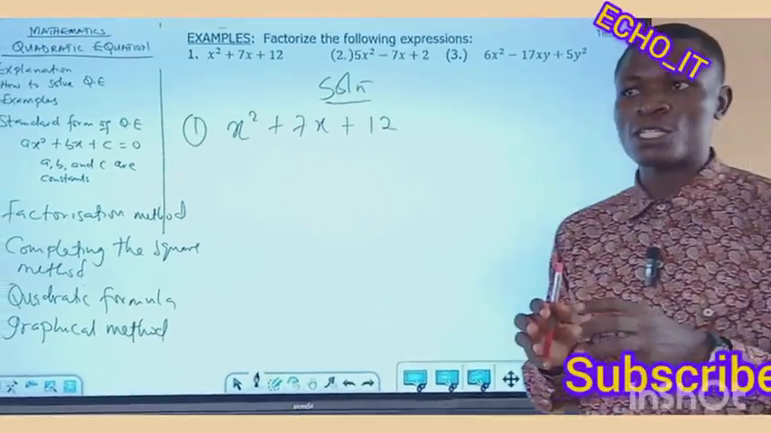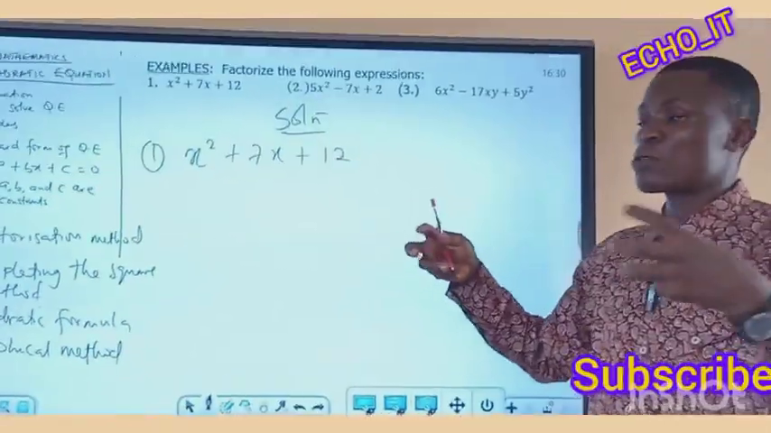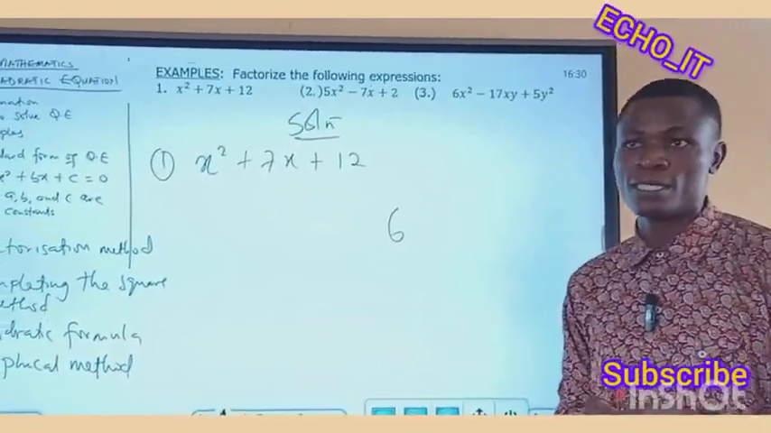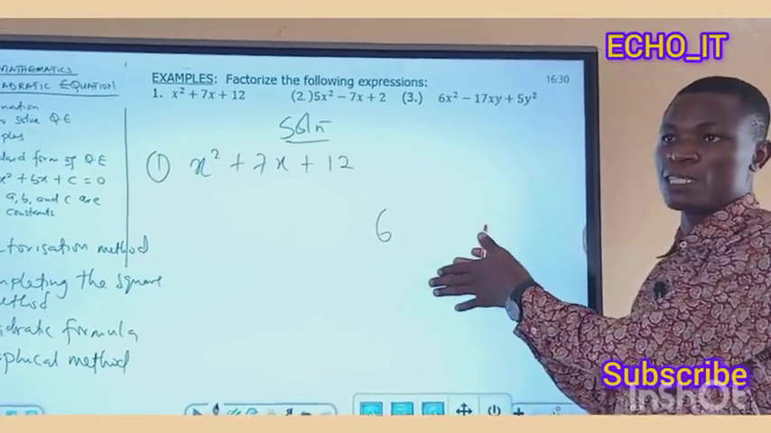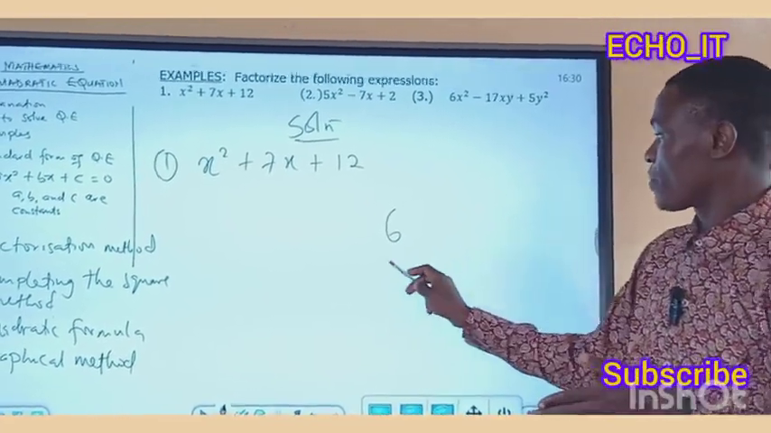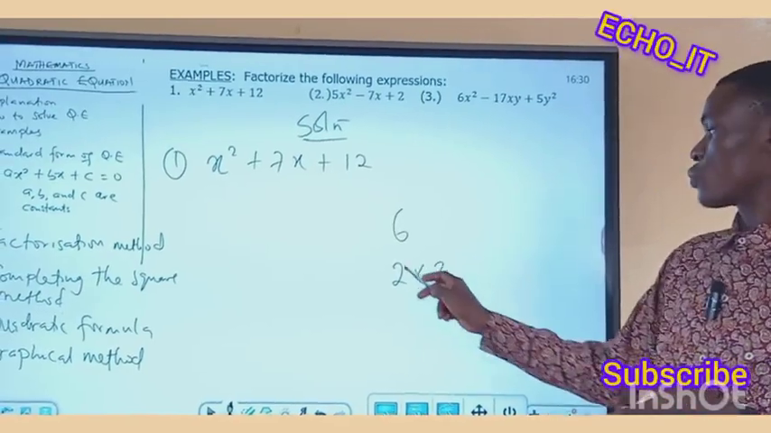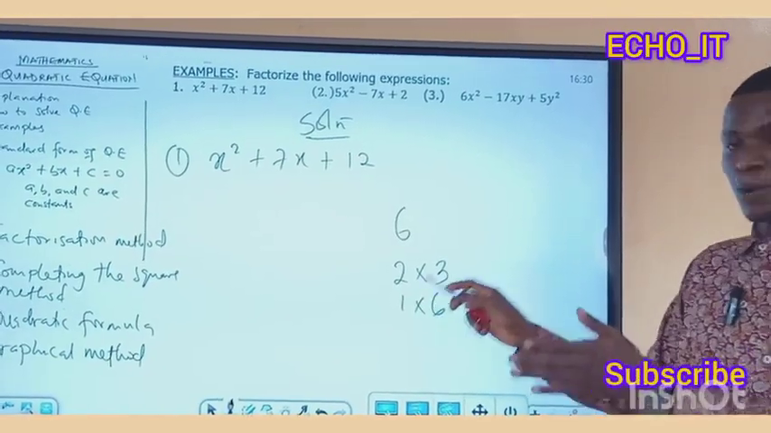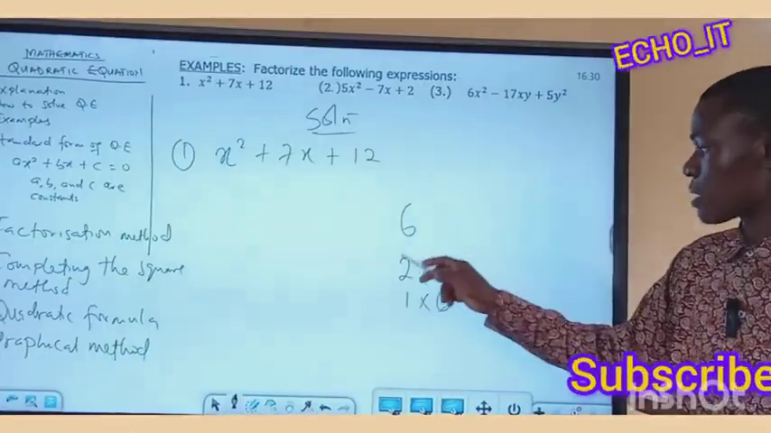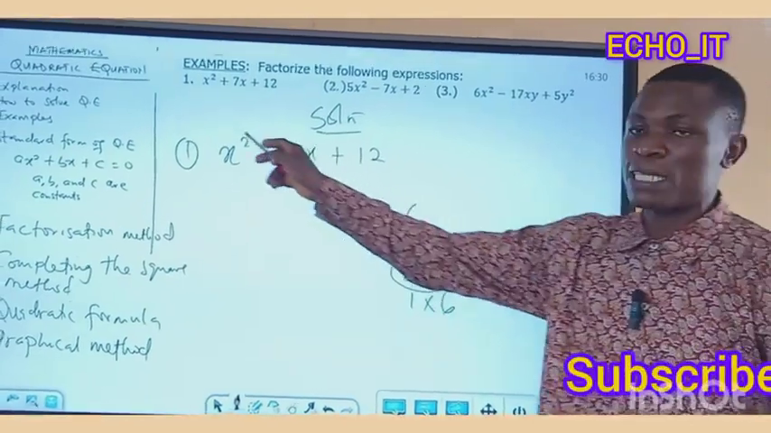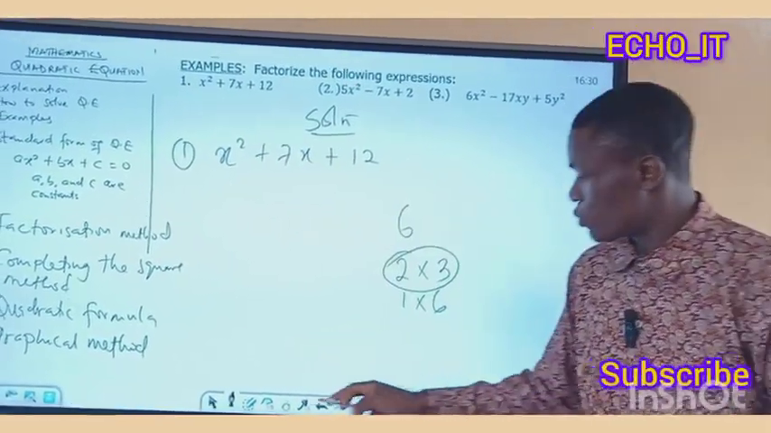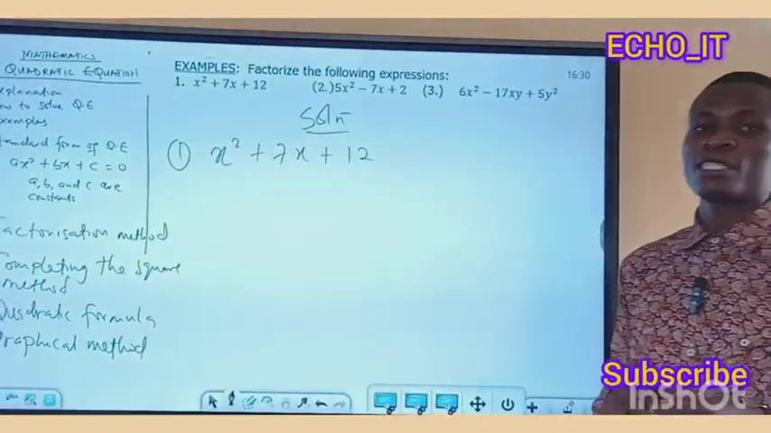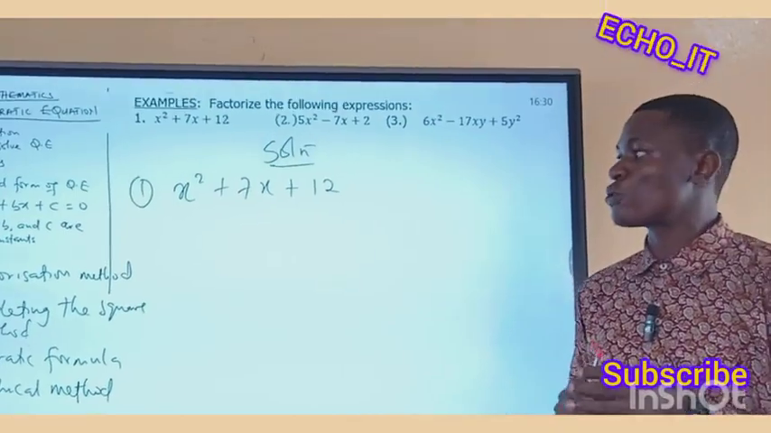Factorization means we are asked to put it in product form. Just like if I say, what are the factors of 6? Factorize 6. It simply means 2 times 3. So 2 and 3 are the factors of 6, or 1 times 6. 1 and 6 are the factors. You see, I'm multiplying, they are in factor form. That is the same thing we are asked to do here. Don't be afraid. We have a way out.